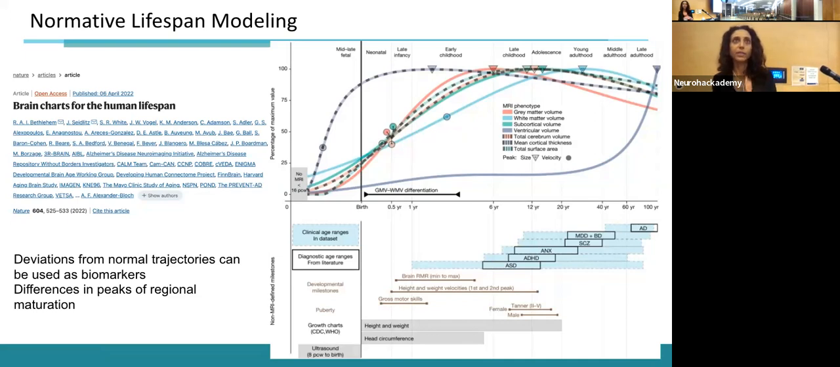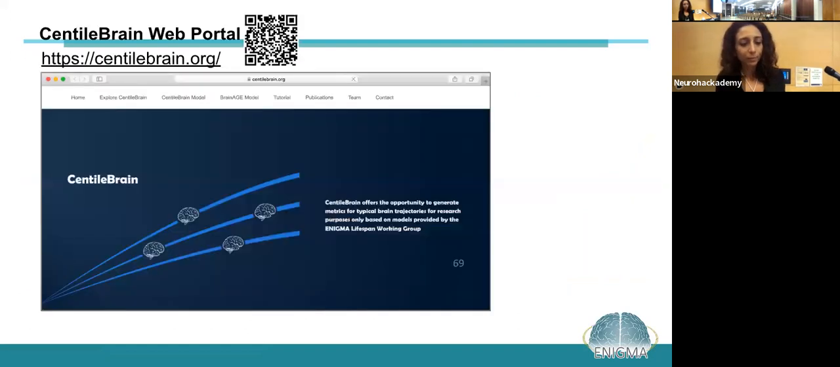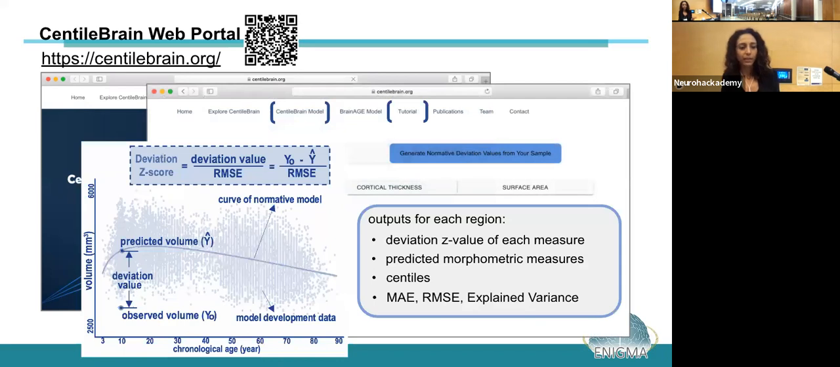You can look at differences in the peaks of maturation. This has been and still is an active area of research within the Enigma Consortium as well. We've recently created this website, centilebrain.org, where we tested a number of methods and created this reference: if you upload your data, we will give you deviation scores for each of your individuals with respect to this normative curve.